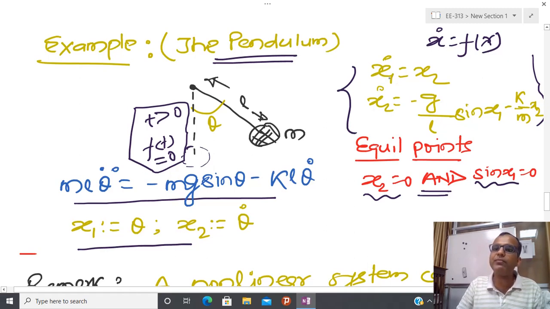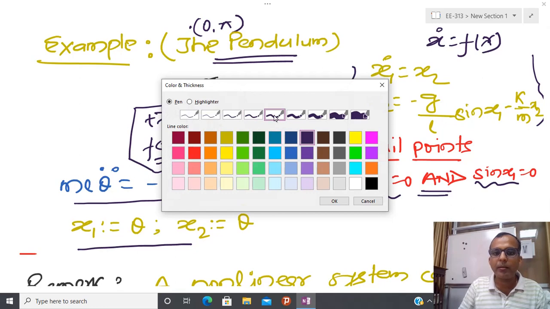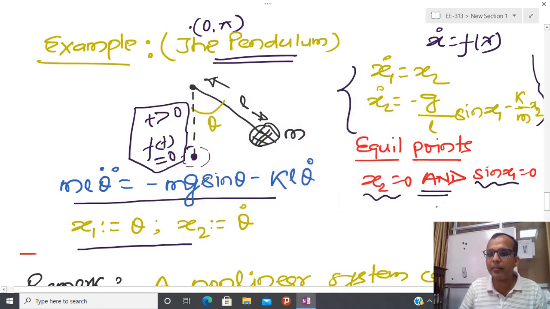A vector is 0 if each entry is 0. And here if you see, sin x1 equal to 0, so one point is here, and another point, if the pendulum is moved like this, will come here, so that is 0 and pi, and in that way you can rotate. The solution of sin x1 equal to 0 has infinitely many solutions, but all solutions lie either at this point or this point. So we are saying that I have two sets of isolated equilibrium points here.